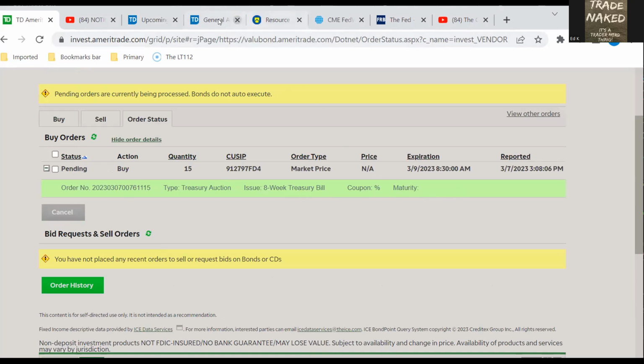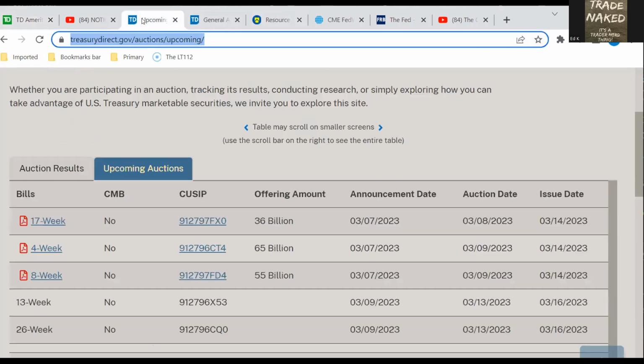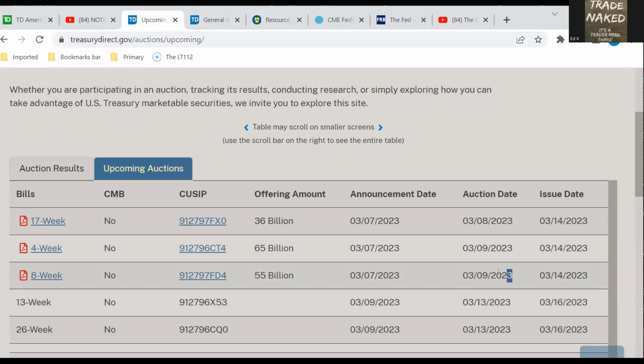And the auction for this 8 week T-bill will take place on Thursday. It auctions on Thursday, but the settlement is this issue date, which is next Tuesday, the 14th.